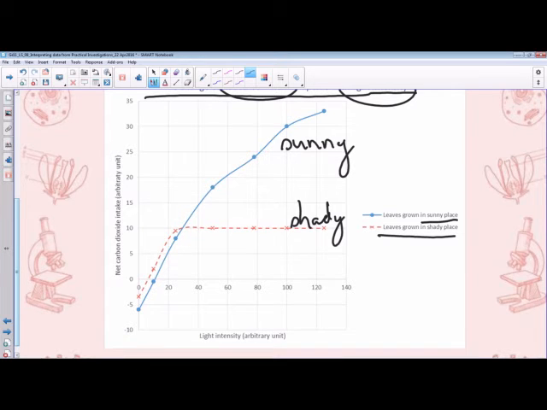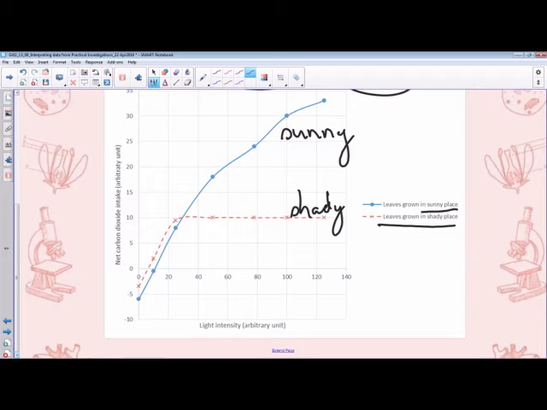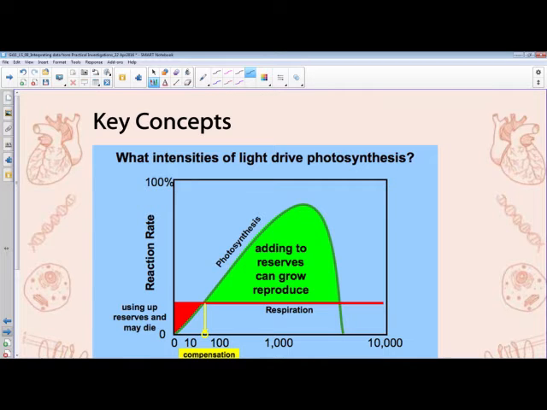On the x-axis, the independent variable is the light intensity. So here we're seeing that the light intensity increases, and on the y-axis we're seeing the net carbon dioxide intake. So we're looking at how much carbon dioxide the plants absorb during the process of photosynthesis. So let's look at some of the questions further.